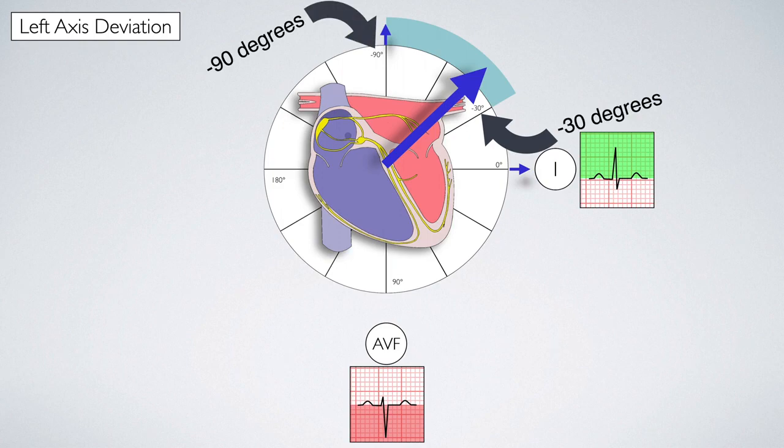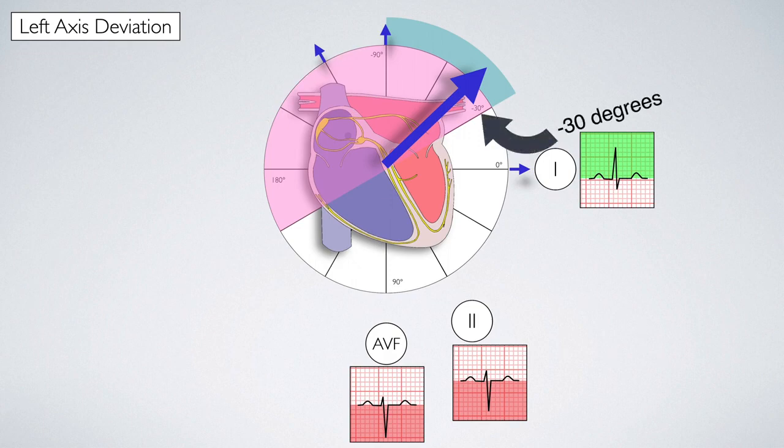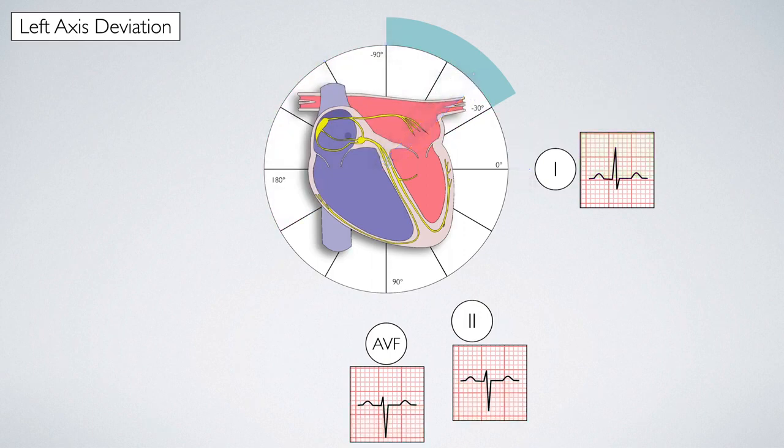and -90 degrees. To confirm left axis deviation, we can introduce a further lead, lead 2. And so long as the electrical vector is moving away from lead 2, producing a negative QRS complex in this lead, we can be certain that the axis falls between -30 and -90. I'm going to shade in the area of the hexaxial reference system here, so you can see what this adds to our analysis. It's effectively showing that the vector is moving beyond the -30 degrees, so we can confirm left axis deviation.